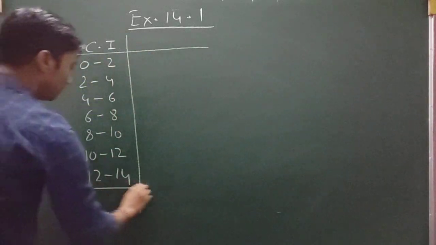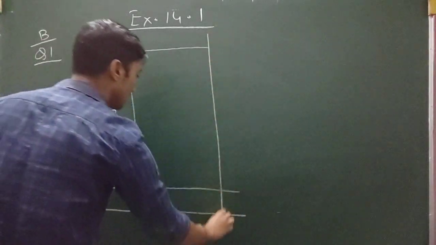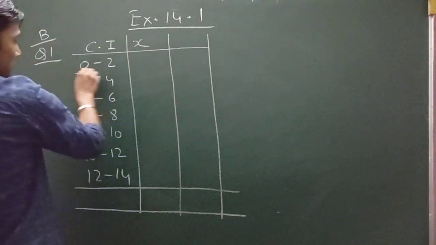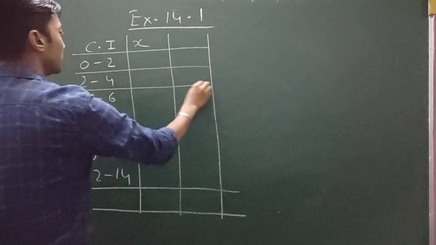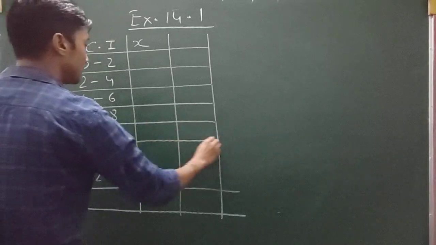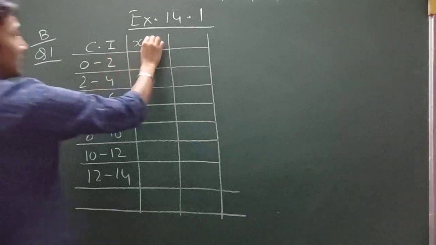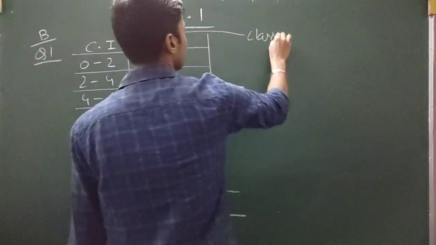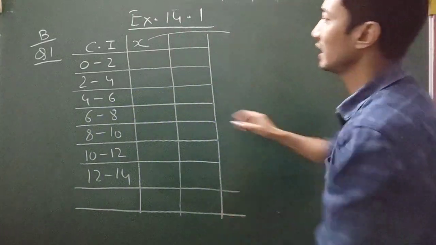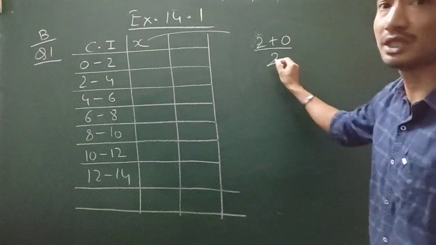Class mark actually means the middle value. Class mark is denoted by x. In other words, we can just assume it to be the middle value of the class interval. How do we calculate that? It's very easy. For every class, the class mark is the upper limit plus lower limit of that class divided by 2.